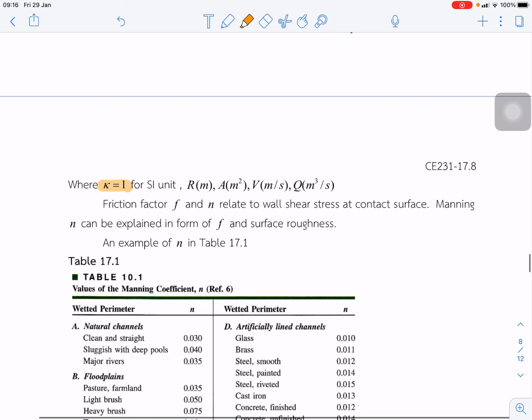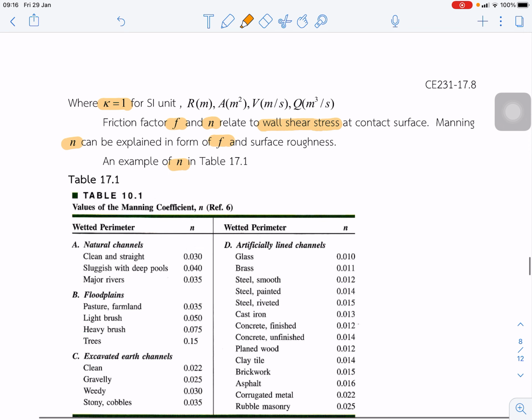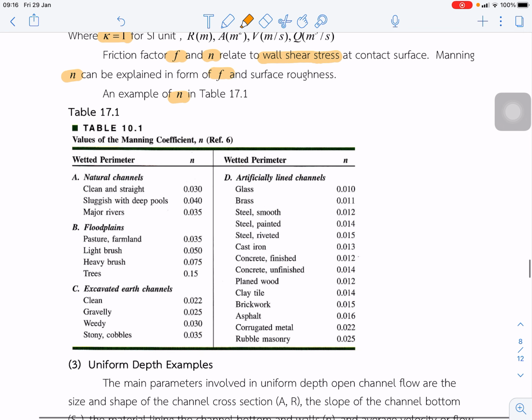And for friction factor, we learned from the Darcy-Weisbach equation, and Manning n is related to the wall shear stress at the constant surface. Manning n can be expressed in terms of f, and this table below shows the equation of n. You can see that for the flat plane, n is very large. If the flat plane is full of trees it is 0.15. In natural channels, in a major river, n is about 0.035. Okay.